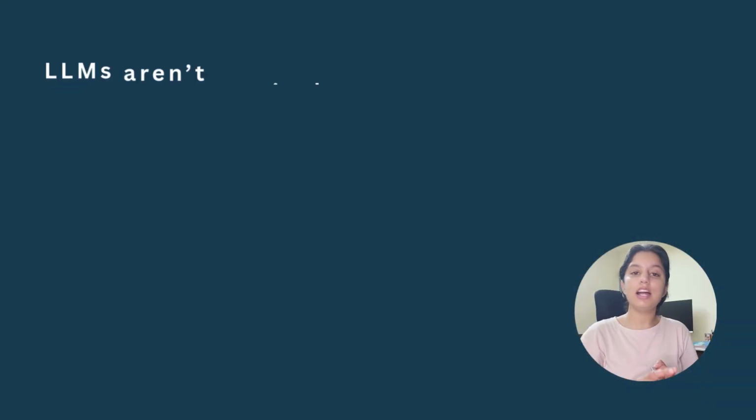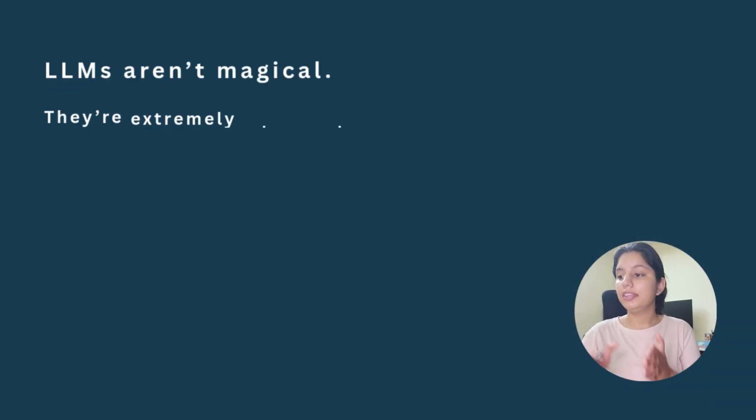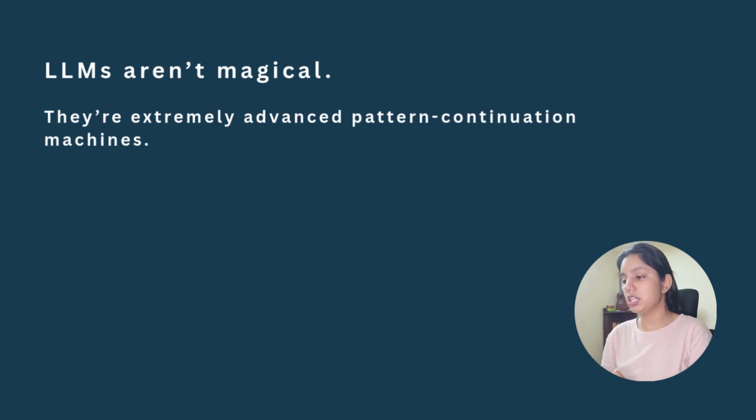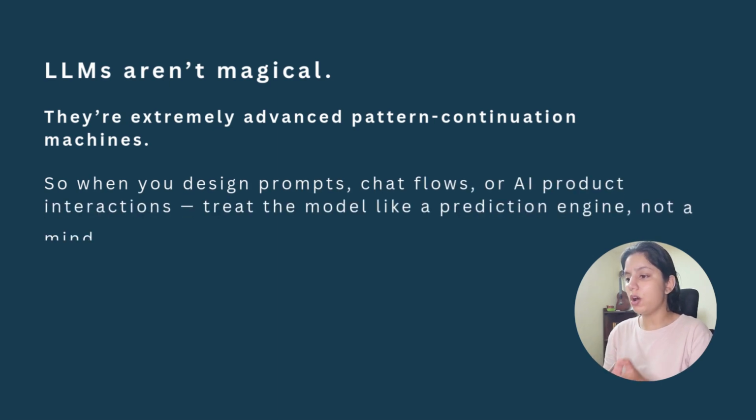The Stanford AI Index 2024 report also points out that the power of LLMs comes from two things. Number one, a huge amount of data. Number two, a huge amount of computation. For designers, here's the takeaway. LLMs aren't magical. They are extremely advanced pattern continuation machines. So when you design prompts, chat flows, or AI product interactions, treat the model like a prediction engine, not a mind reader.